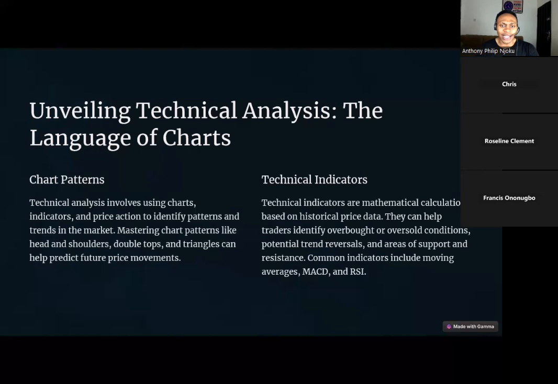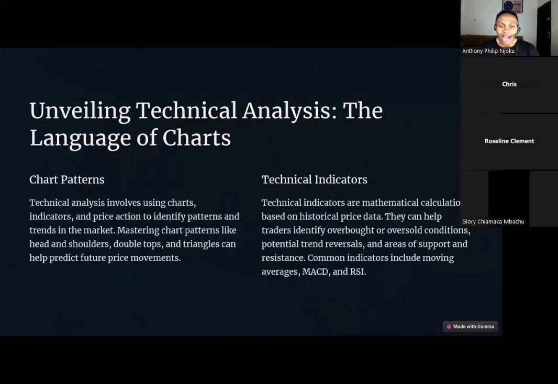So we're talking about unveiling technical analysis. First of all, we will talk about chart patterns. Technical analysis involves using charts, indicators, and price action to identify patterns and trends in the market. Mastering chart patterns like head and shoulder, double top, and triangles can help predict future price movements.